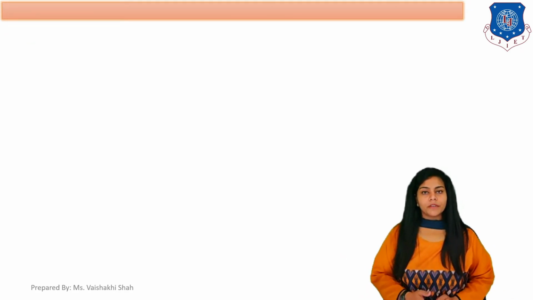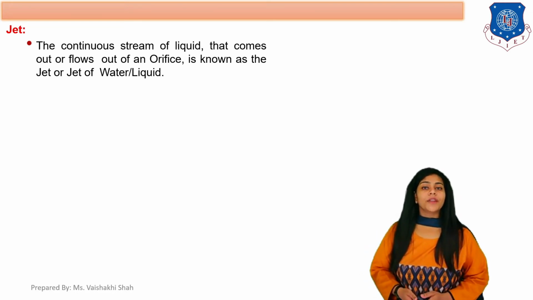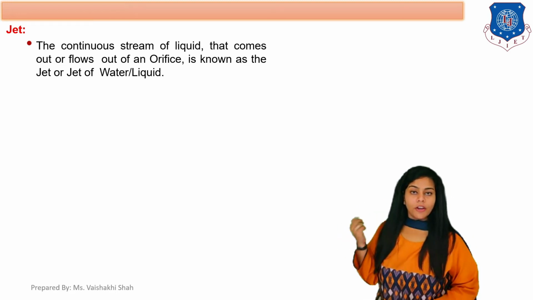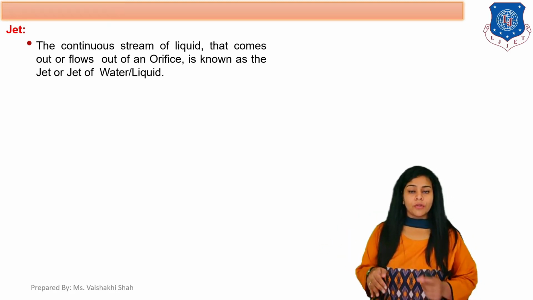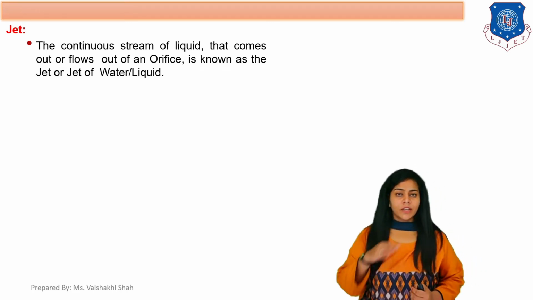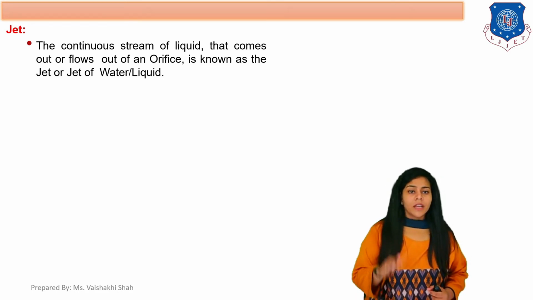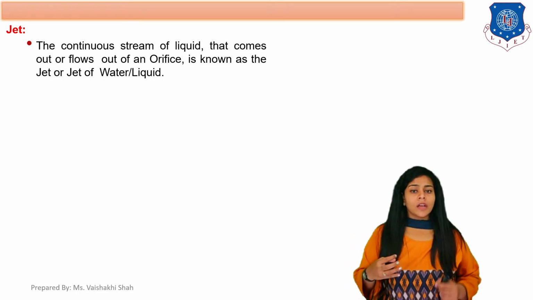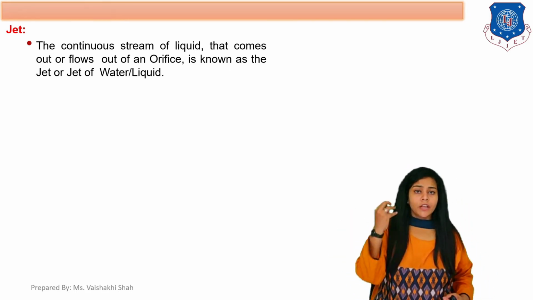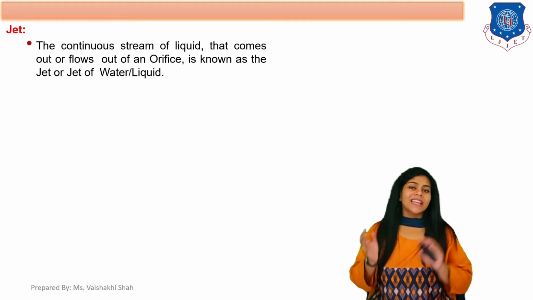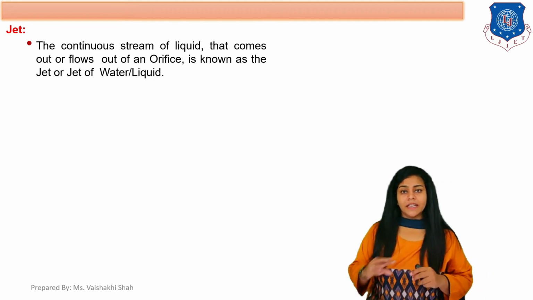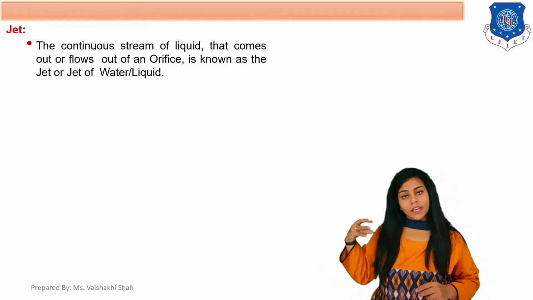Now, moving further to our next theory, where there are three important definitions. The first definition is called jet, or you can say water jet. The continuous flow of liquid that comes out from the orifice is known as water jet or liquid jet. It is a continuous flow which comes out with force.